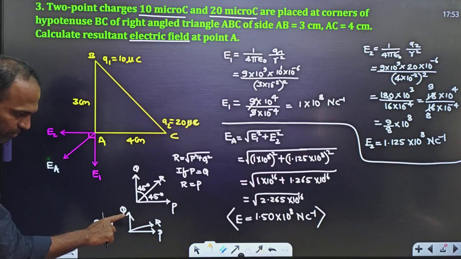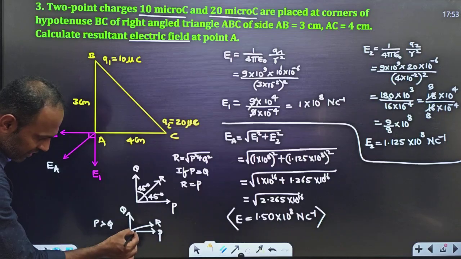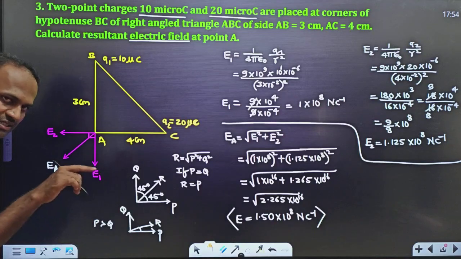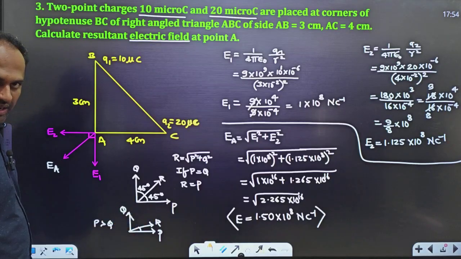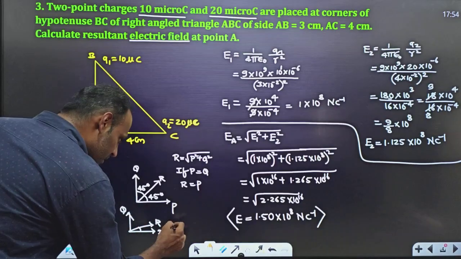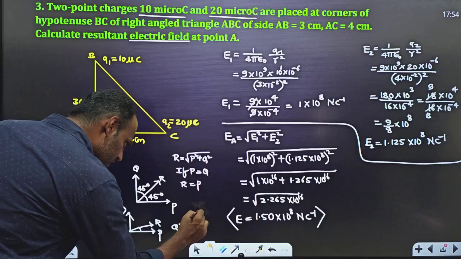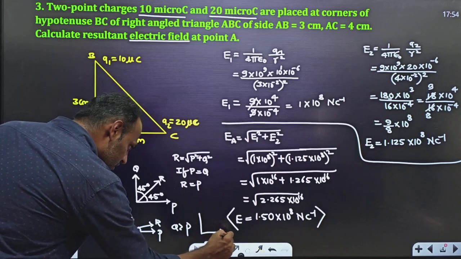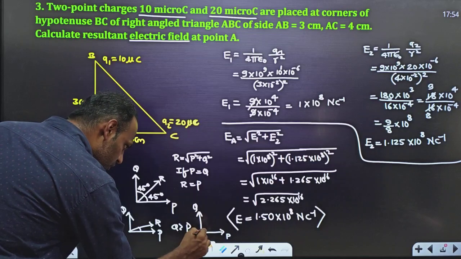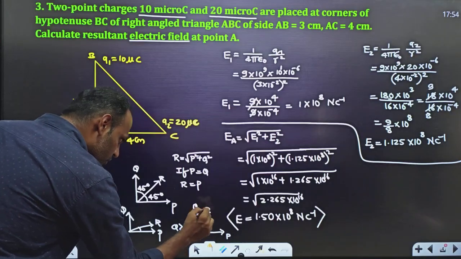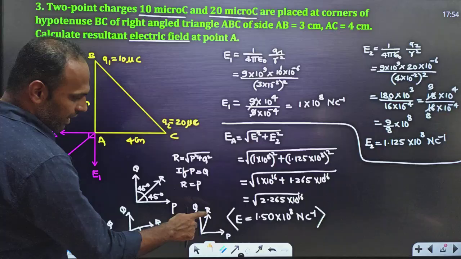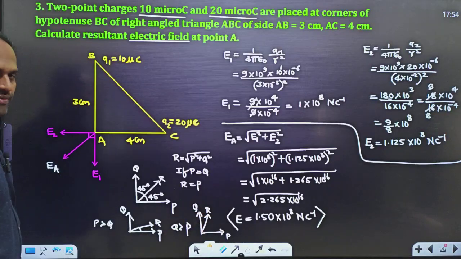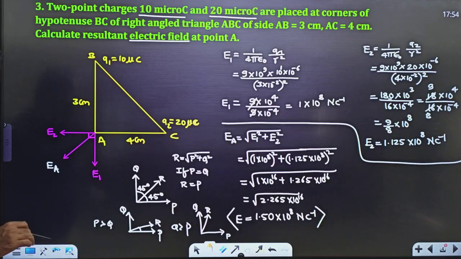Resultant vector will be close to P, far away from Q. Close to P, and the angle between P and R will be less than 45 degrees, and the angle between Q and R will be greater than 45 degrees. If Q is greater than P, then that resultant vector will be close to Q. It means the angle between Q and R will be less than 45, and the angle between P and R will be greater than 45. Correct? This is what you have to understand.